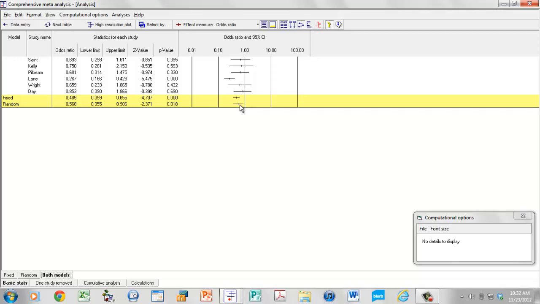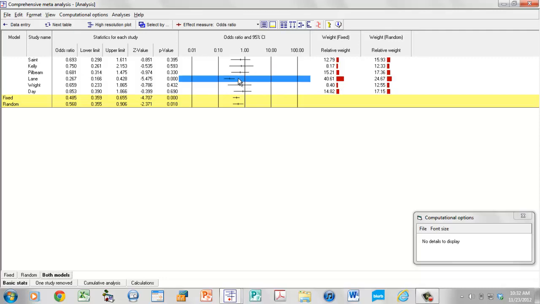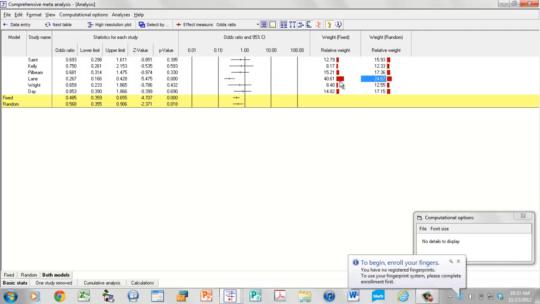However, it's sometimes instructive to see how the different models assign weights differently and how that impacts the effect size estimates. I can come up here and click on this, which is Show Weights, and then what we see, for example, is that this study over here, a study called Lane, is given 40% of the weight under the fixed effect model. Under the random effects model, it's given only about 25% of the weight. And this, just by coincidence, happens to be a study that had the largest effect.